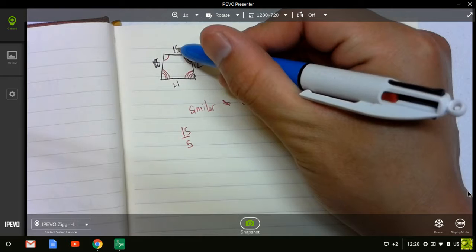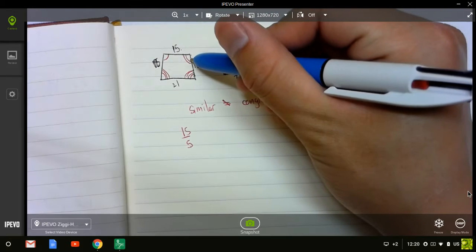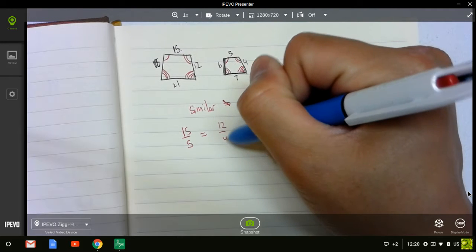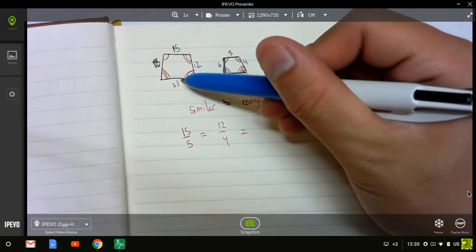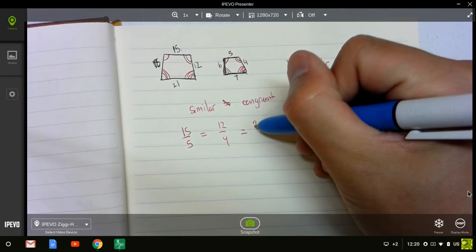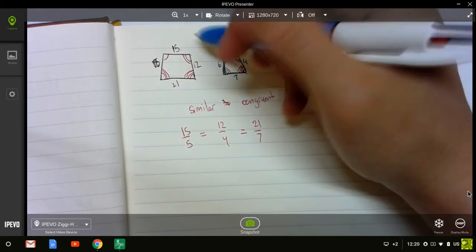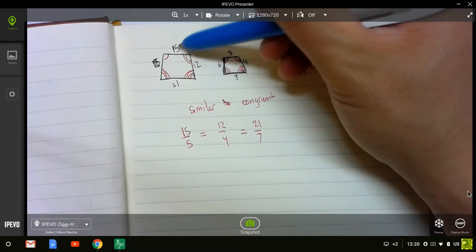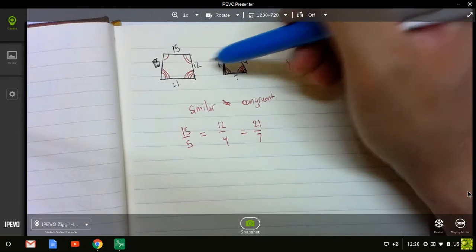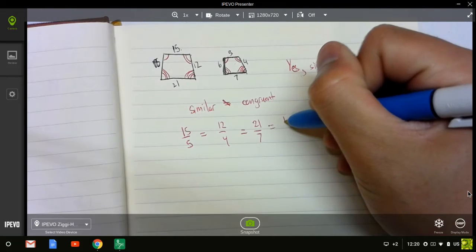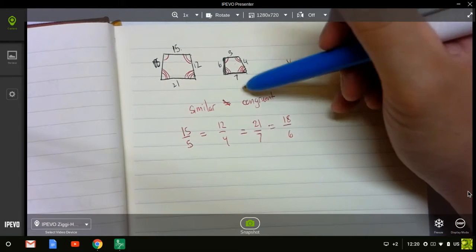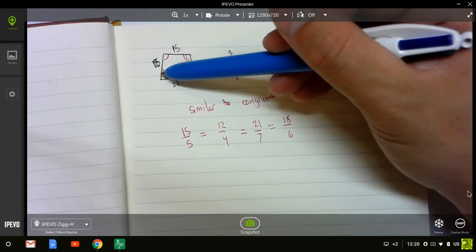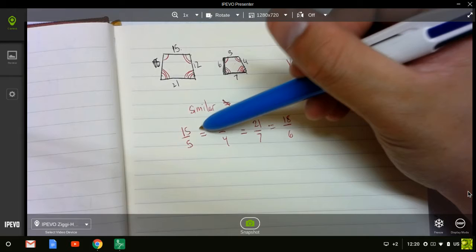So this ratio of 15 to 5 should be proportional to this ratio of 12 and 4. And then this ratio on the bottom of 21 and 7 should be equal as well to these ratios of 12 to 4 and 15 to 5. And the last one is 18 divided by 6. Notice that I chose to go from the bigger quadrilateral to the smaller quadrilateral, and I kept that order consistent.